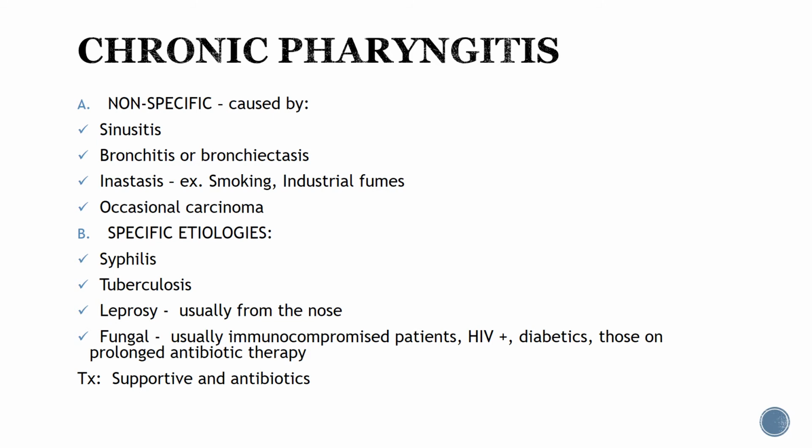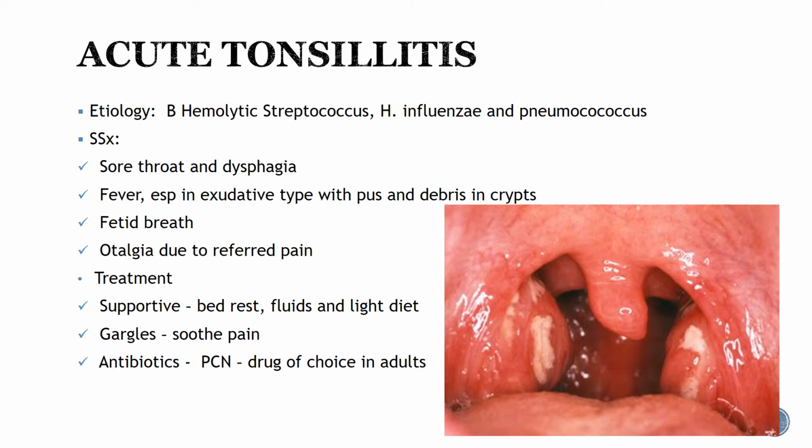Treatment is supportive. For acute tonsillitis, the etiology is beta-hemolytic streptococcus, H. influenzae, and pneumococcus. The signs and symptoms are sore throat, dysphagia, fever, especially in the exudative type with pus and debris in crypts, fetid breath, and otalgia, which is due to referred pain. Treatment could be supportive, like bed rest, fluids, and light diet, oral gargles to soothe the pain, and antibiotics, wherein penicillin is still the drug of choice in adults.